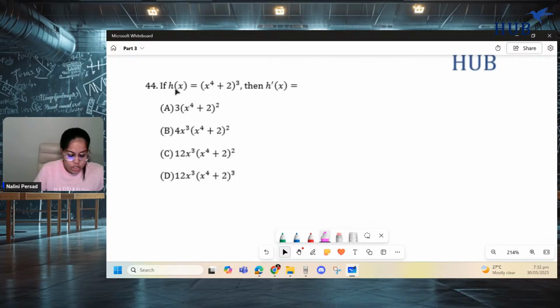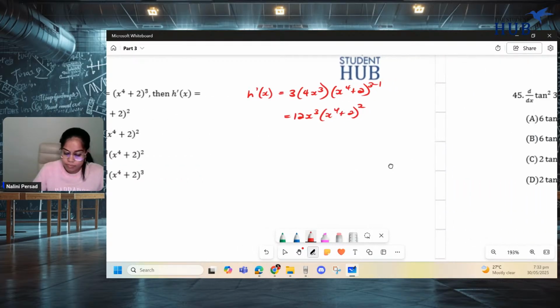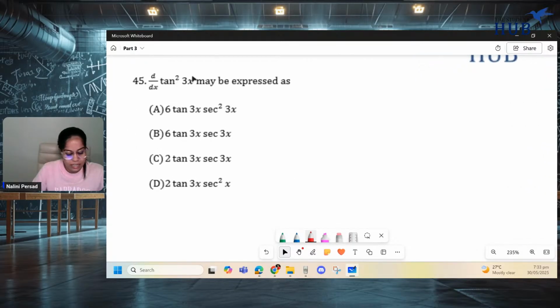Question 44, you are given h of x. What is h prime of x? So I hope everybody here knows the shortened form of the chain rule. You drop down the power. You differentiate inside the brackets. So that's 4x cubed. You put it back and you minus 1 from the power. So you get 12x cubed, x to the power 4 plus 2 squared. Answer choice C.